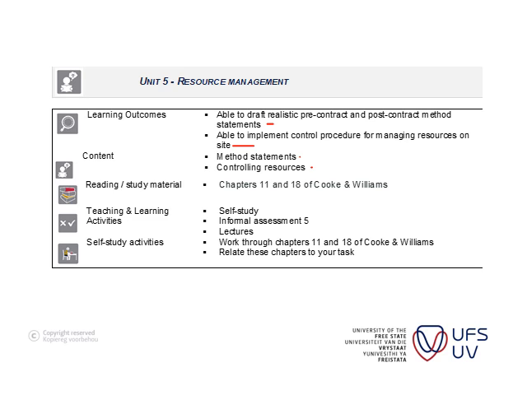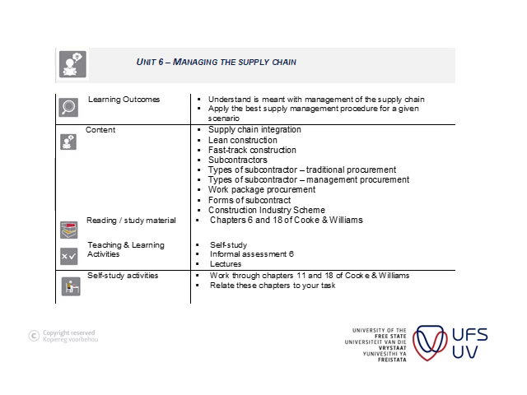So please look at chapter 11 and 18. 11 is all about method statements, and 18 is all about controlling your resources. Then we get into Unit 6, managing the supply chain. This is now actually starting to implement your planning. So understand what is meant by management of the supply chain, and apply the best supply management procedures for a scenario.